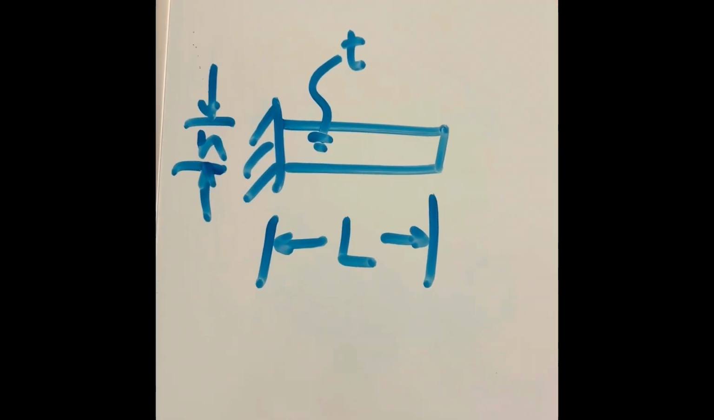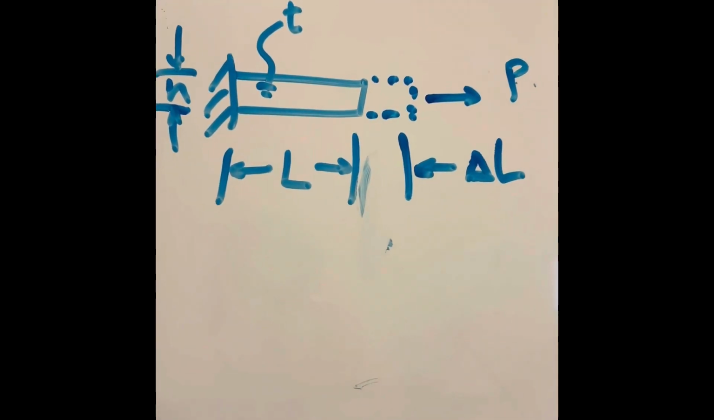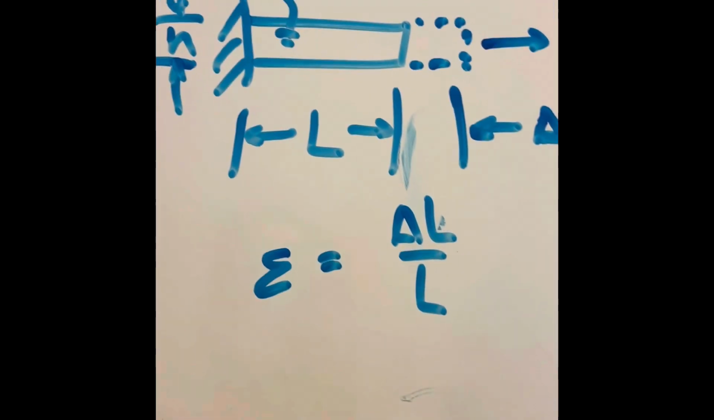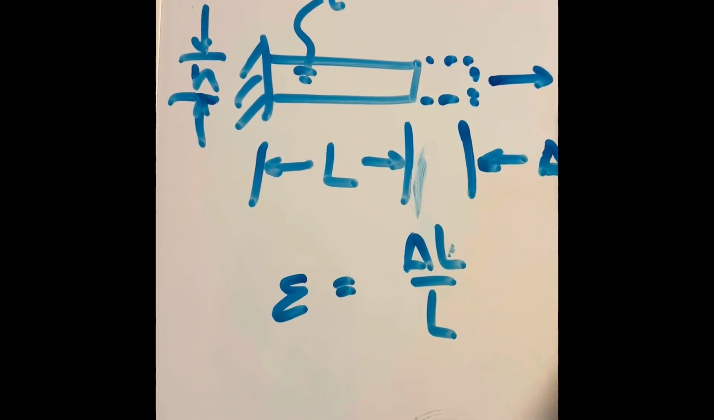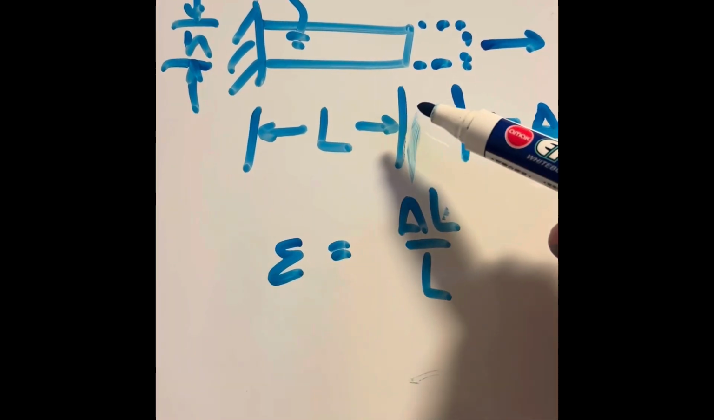Axial versus shear strain. For axial strain, we have a rod like this, with length L. If we pull on it, it gets longer. Strain is delta L over L. Notice that the deflection is in the same direction as the force, and it's lengthening in the same direction as the force.